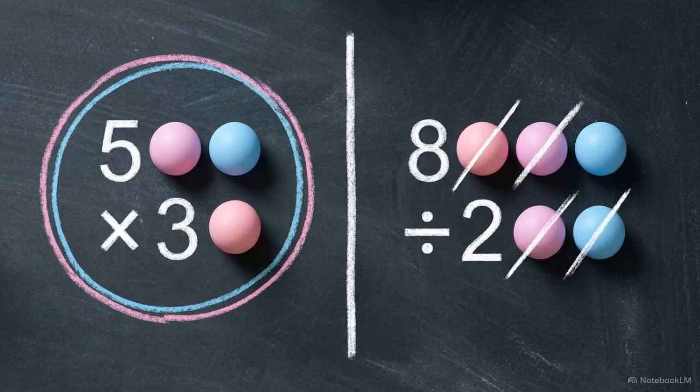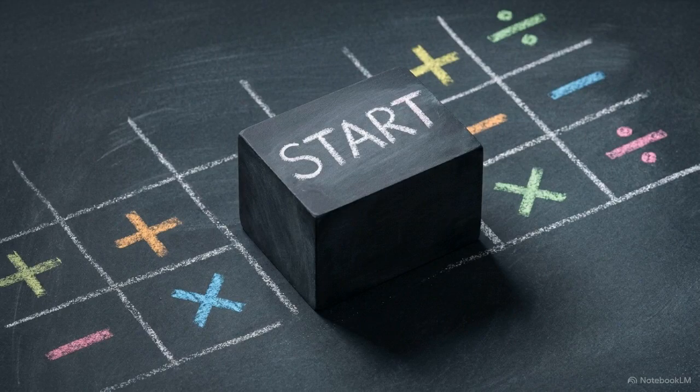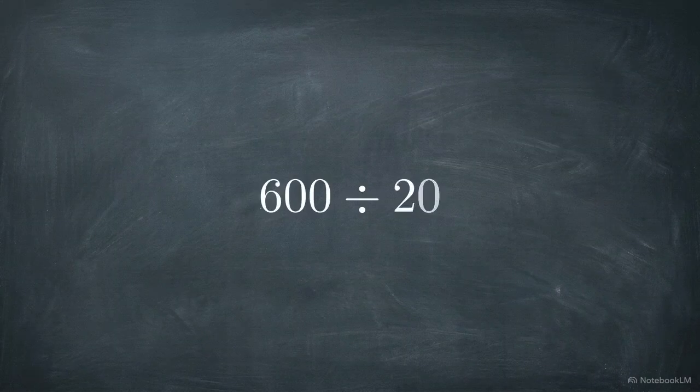Multiplication collects all zeros, but division and subtraction require you to eliminate common zeros to keep the place values perfectly aligned. The real test is applying the right rule when the operation changes. Let's run a quick drill. 600 divided by 20. It is division, so strike 1 zero from each side. 60 divided by 2 is 30.